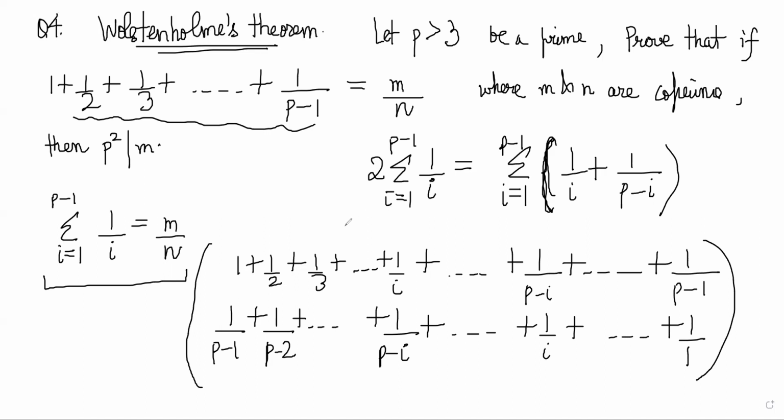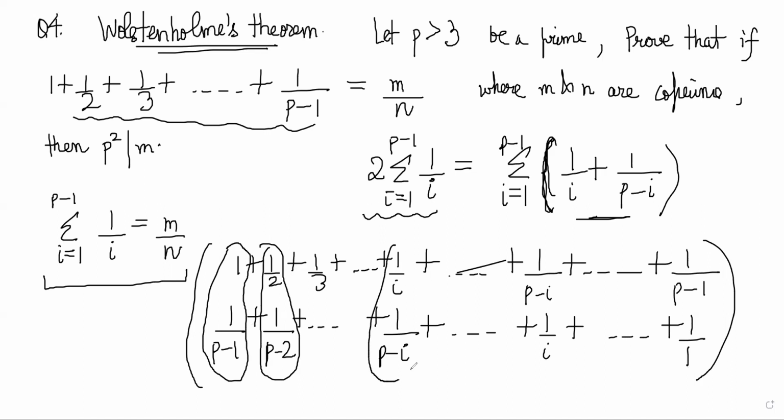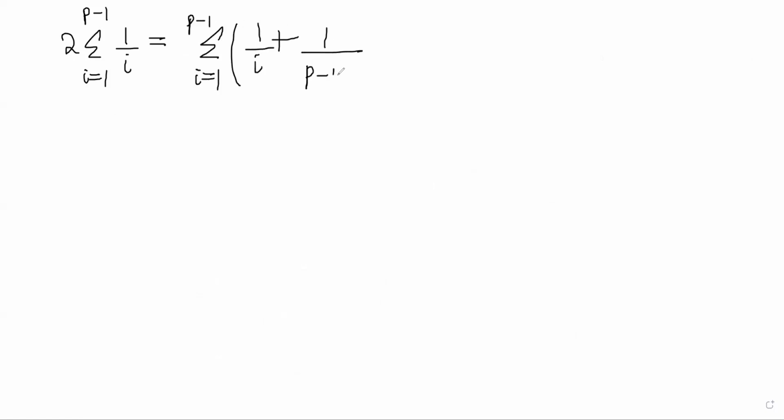I have written two different series. They are the same series. So I'm saying twice of this is equal to the sum of this, where I'm doing a vertical summation, right? I'm doing these vertical sums here. So this is my general term, 1 by i plus 1 by p minus i, right? So the reason we are doing this is twice of the sum of 1 by i from 1 to p minus 1 is written as summation i goes from 1 to p minus 1, 1 by i plus 1 by p minus i.